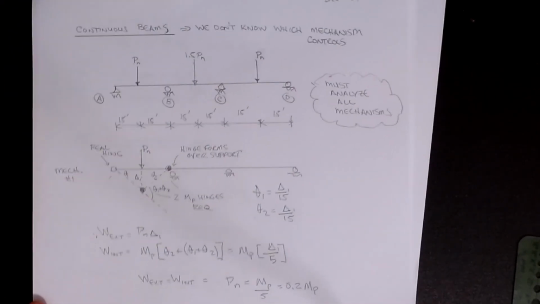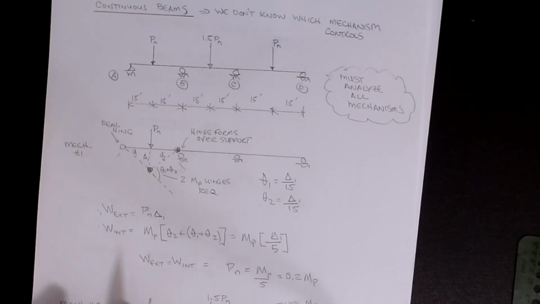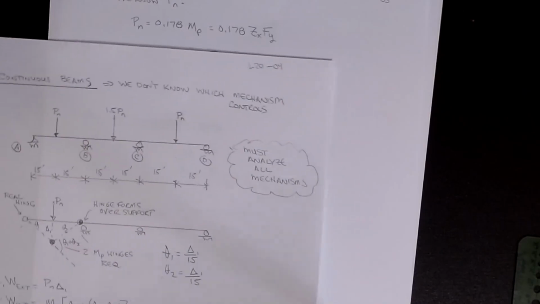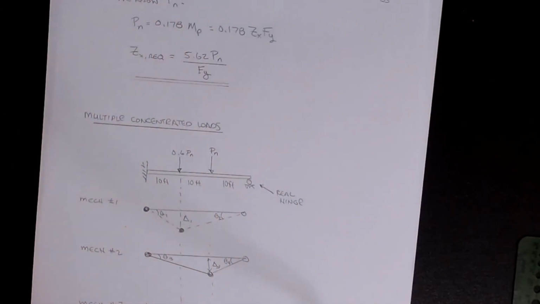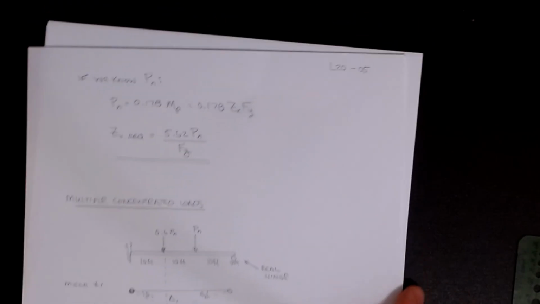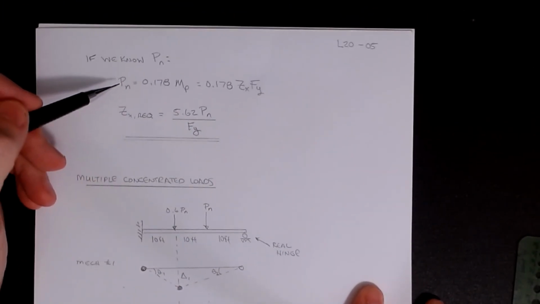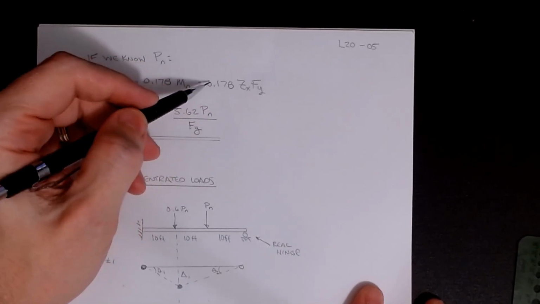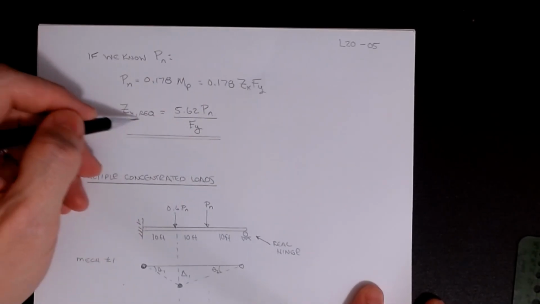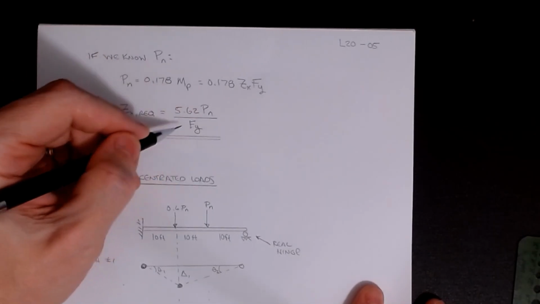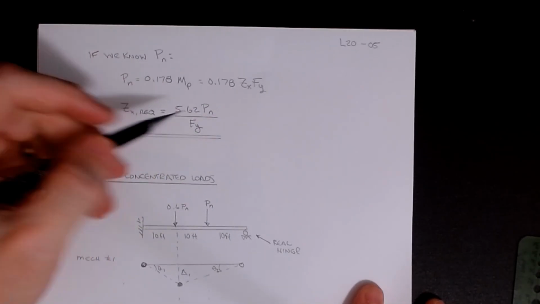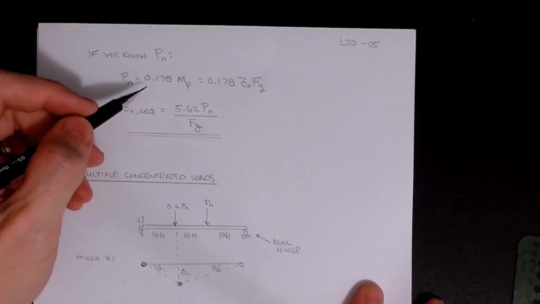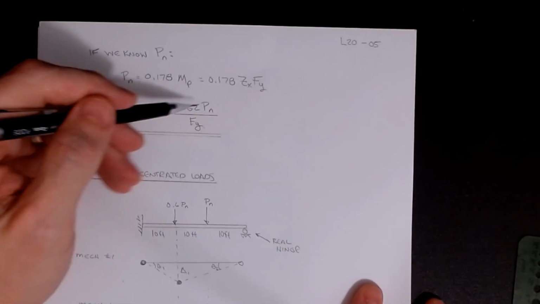You have to consider all of the spans. Okay, now there's one other little one that we're going to briefly touch on. We won't do much of it in this class, but what do you do if instead of a single point load, well, here's the rearrangement of that formula. Sorry about that. So my Pn is 0.178 Mp, and I set that equal to 0.178 ZxFy. I can solve for the Zx required. It's 5.62 times Pn all over Fy. Again, watch your units. This is kips, this is inches. There is an implied foot hanging around in this thing with the 15 feet, so you've got to watch that, but in general, that's what we have.